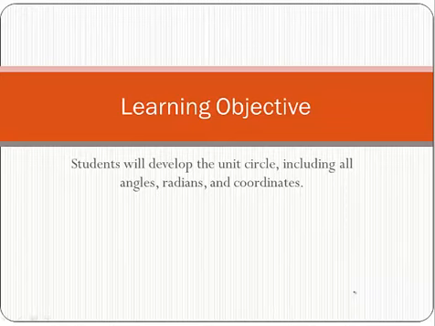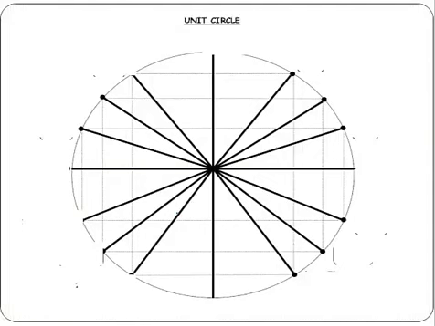All right, the learning objective here is that all students will develop the unit circle, including all angles, radians, and coordinates. So this is our unit circle. So let's just talk about something. It's called the unit circle because if you start here at the origin, which is the center, you go 1 unit. That means that this distance is 1, 0. That's the coordinate right there.